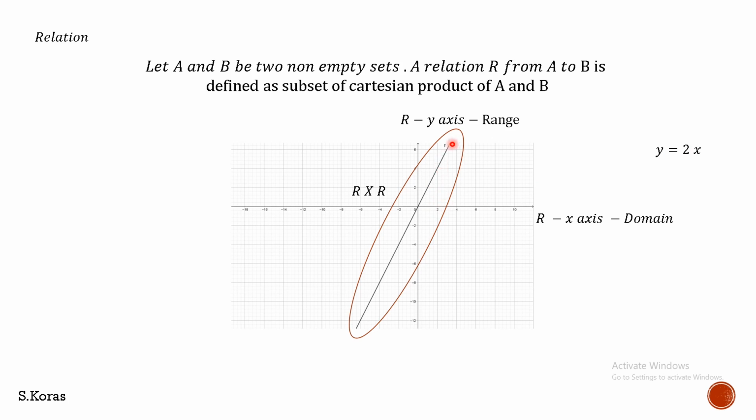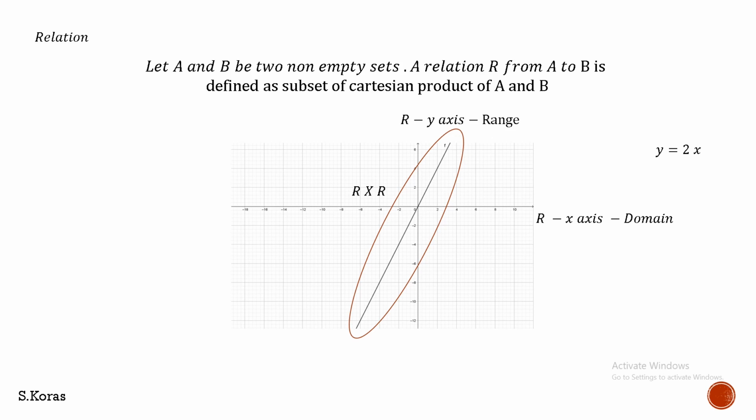So we are going to fix some elements from this R cross R, and if we draw, we'll get a line. So the whole plane represents our R cross R, and this line represents our relation. So even our graph represents a relation, right? Now I hope you know what a relation is. Now in this relation there are 3 basic properties.